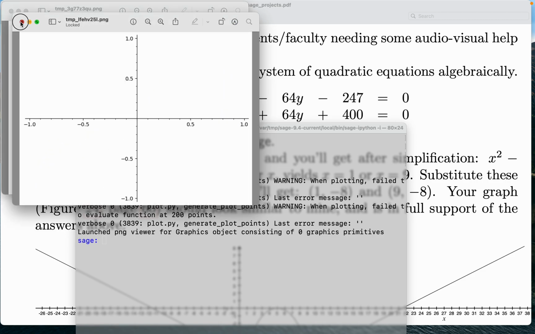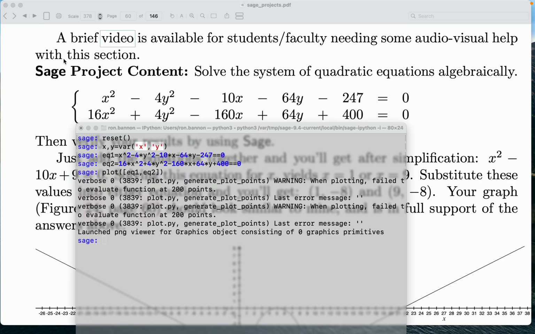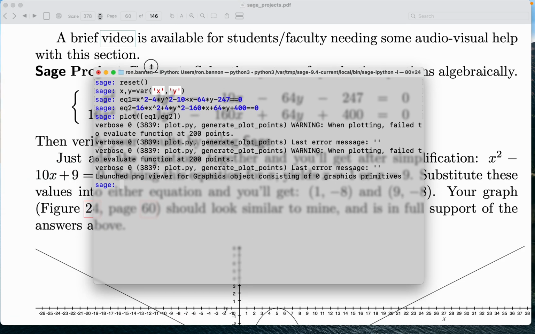I'm not seeing anything. All right, let me close that. It's an old picture over here. So let's take a look and see what happened. I have to read it. When plotting, it failed to evaluate at 200 points. Wow. You know what I'm going to do? I'm going to try to plot one at a time now. This is going to happen to you. EQ1. Let's see what happens.